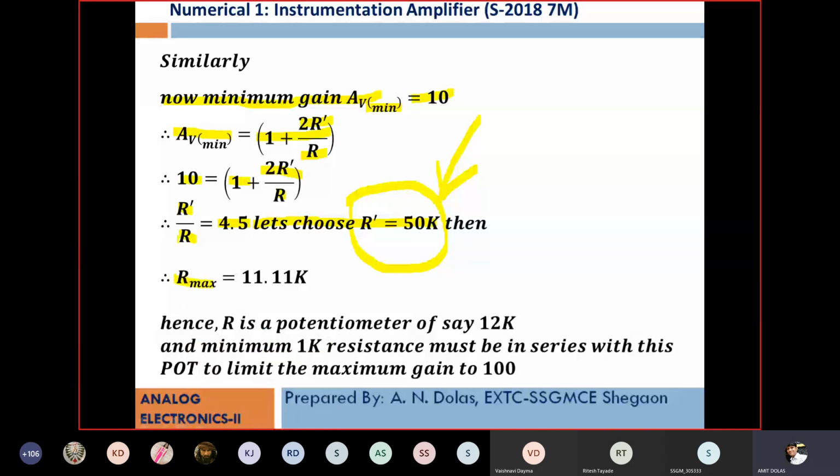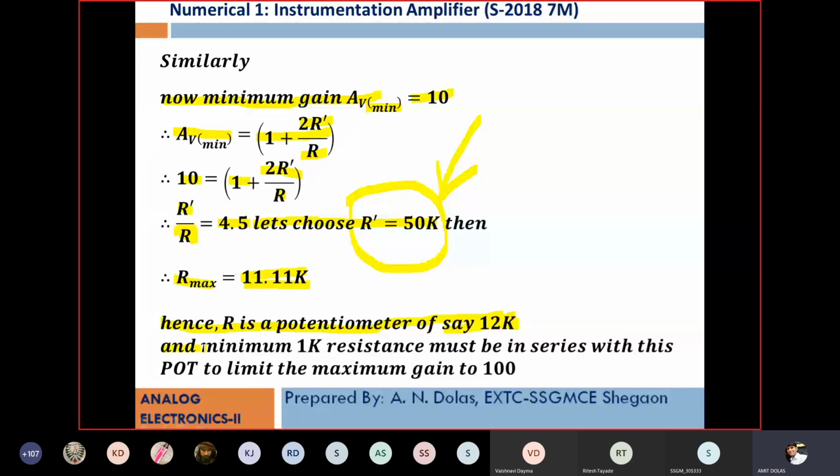R max, ये जो value आता है R max, that becomes 11.11K. You may use either near to 11, it will be 11K pot, ऐसा मिलता नहीं है. 12K pot is a nearby value. Hence R is a potentiometer. You can use a potentiometer of say 12K. 1.2 12 ओहम का रेजिस्टेंस मिलता है, 1.2 ओहम का भी मिलता है, देन 1.2K का भी मिलता है, 12K का भी मिलता है, 120K likewise is the band.